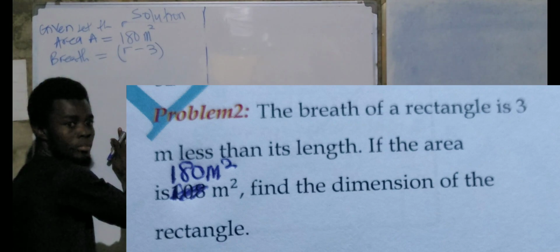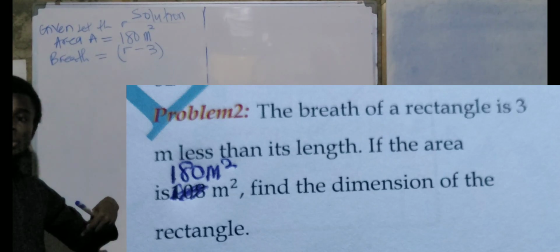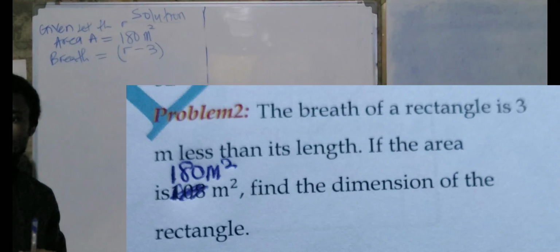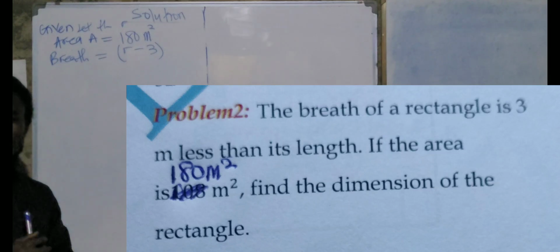Are you okay here? Whenever I say less than a particular number here, it means that the number which is less than must be in front. The right is less than the left. What does that mean now?